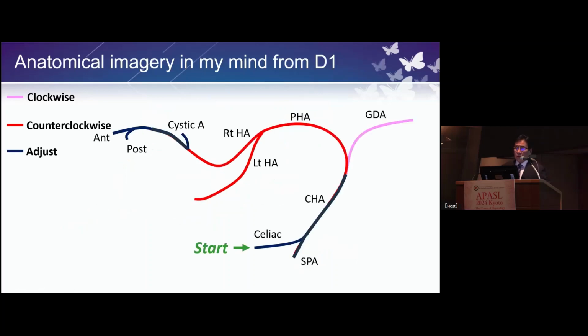This is from D1. At first, I visualize the celiac, and I follow the CHA, and with clockwise rotation we can see the GDA, and counterclockwise we can see the PHA. Pulling back the scope, we can see the left lobe and right lobe. And pushing down the scope, we can see the cystic artery and the anterior and posterior branches. It's simple, but for me, it's very simple.